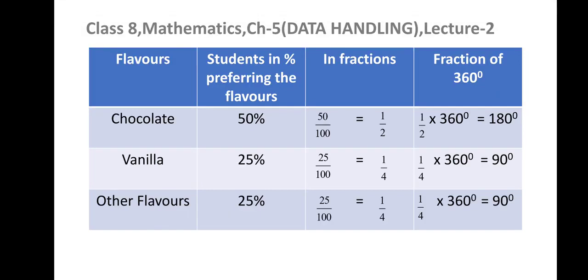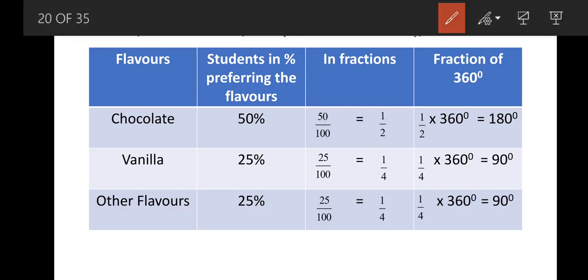Let us see now. First of all, you are supposed to find the central angle of the sectors. As I told you, the central angle of the sectors will be a fraction of 360 degrees. So for different flavors, whatever is given to us in the question, that is chocolate, vanilla and other flavors, you need to find the angle for that particular flavor, and then you need to draw it in a circle. That is a pie chart. So what I have done here: chocolate 50% students, vanilla 25%, and other flavors 25%.